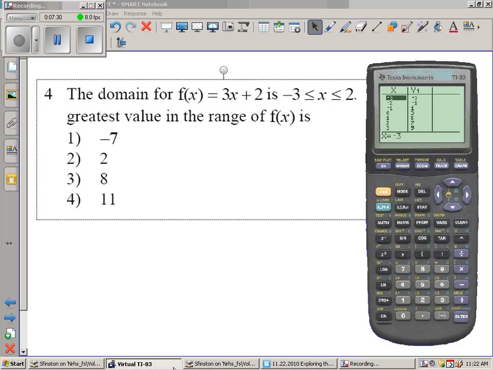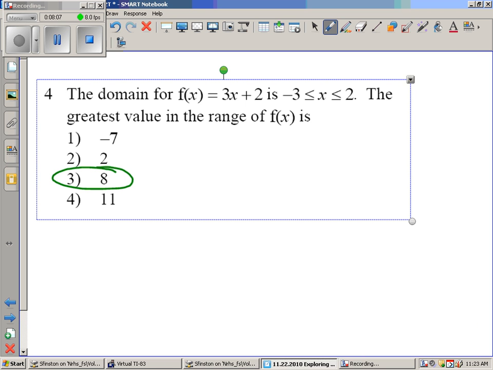So let's use our calculator and attack it that way. You go into the y equals screen, you enter this in, 3x plus 2. You then decide to go into the table of values, and you start searching around. Now, you're not allowed to go below -3 for the x values, and you're not allowed to go above 2. So, -7 is really small. -4, -1, 2, 5, 8. The answer is 8.